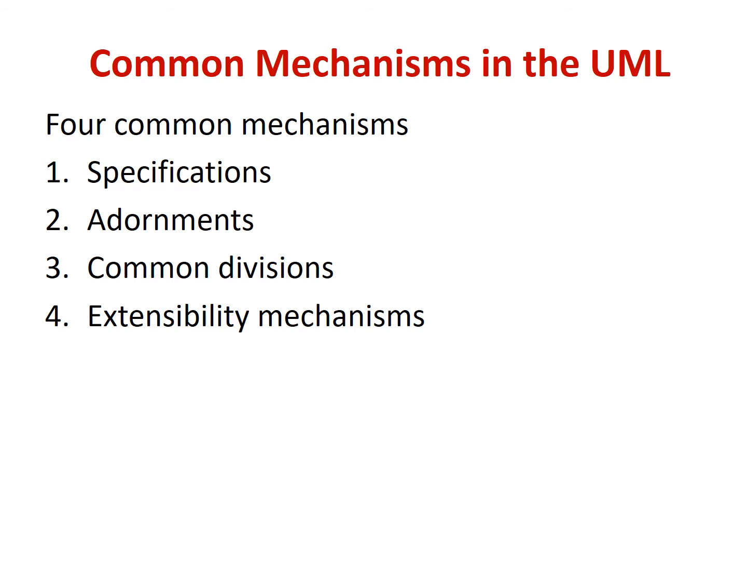Now we'll see about common mechanisms in the UML. UML is made simpler by the presence of four common mechanisms that apply consistently. The first one is specifications, next is adornments, then common divisions, and fourth is extensibility mechanisms.